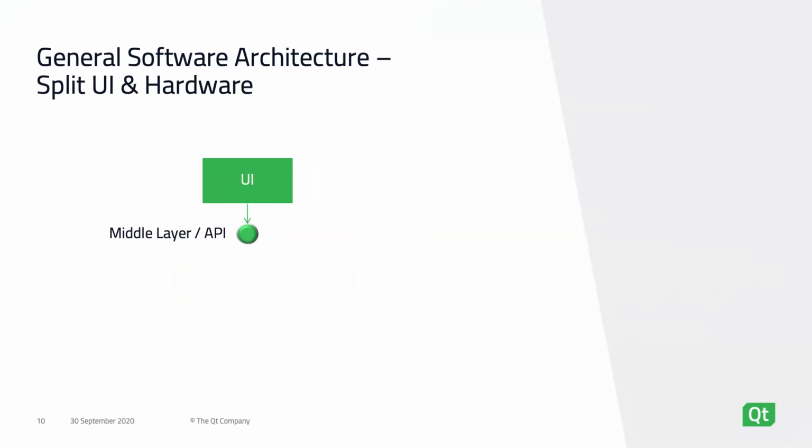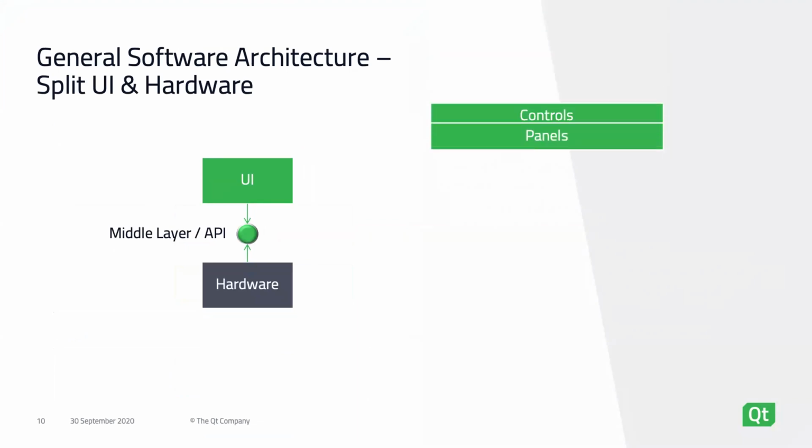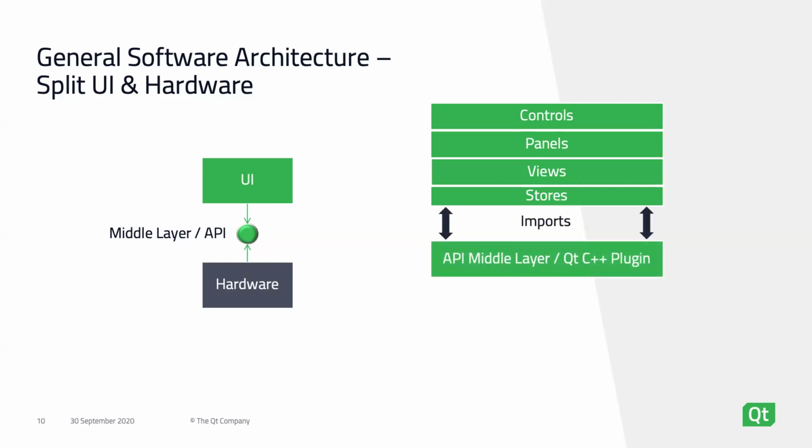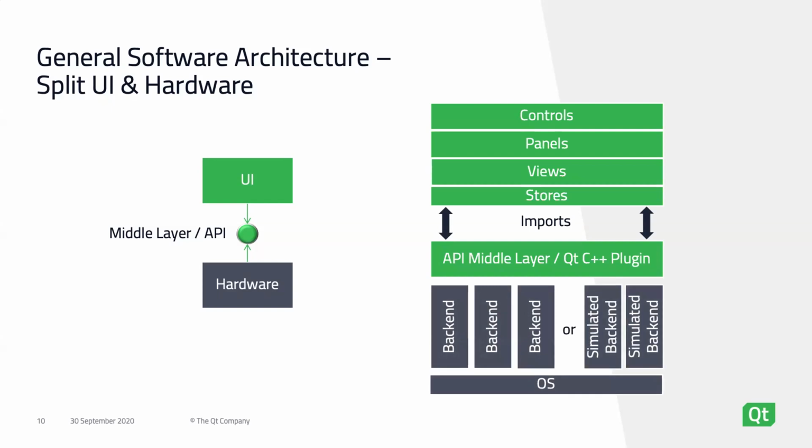So the UI will talk to the middle layer or the API. We need to make clear that the API is agreed between both the UI team and the backend team, so we have a clear API structure, and the hardware just talks to that API and provides some required data. This is how the levels of the architecture should look. So stores, views depending on stores, and stores being only referenced by views. Views will be the ones providing data to panels and going to higher levels. And then stores again will be the ones who import our C++ plugin that will provide the data coming from the backend or simulated backend, which sits on top of the operating system itself.